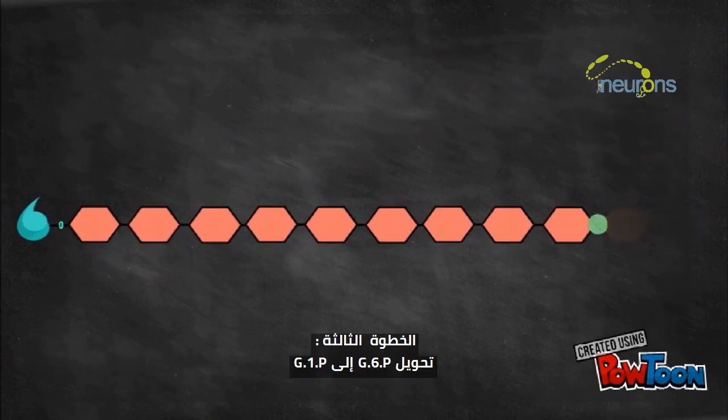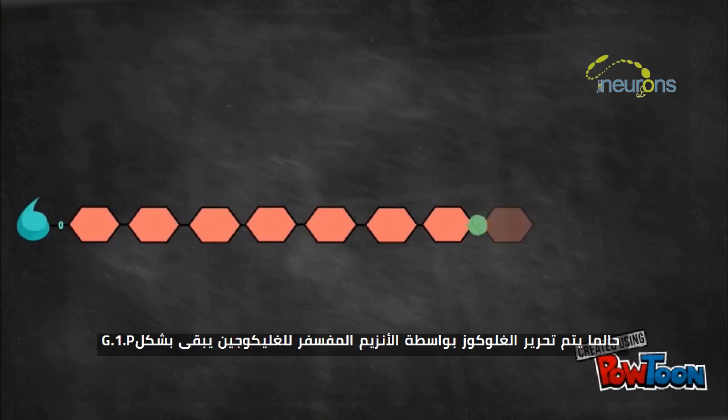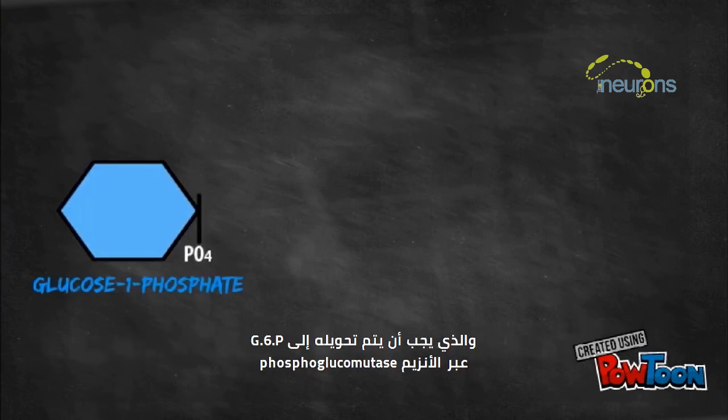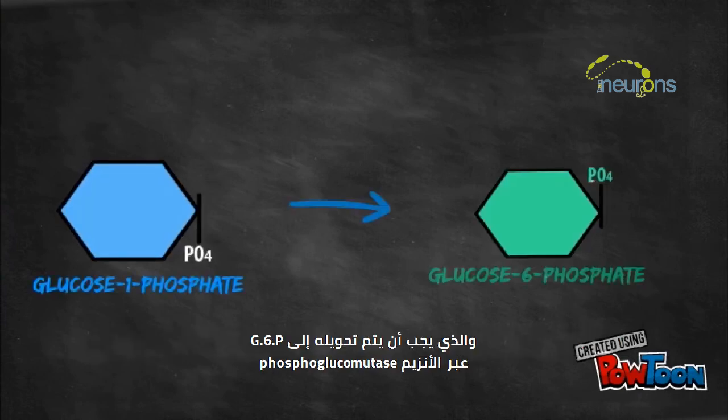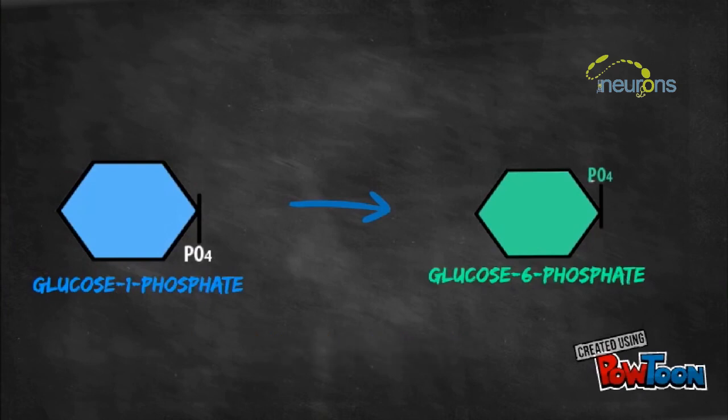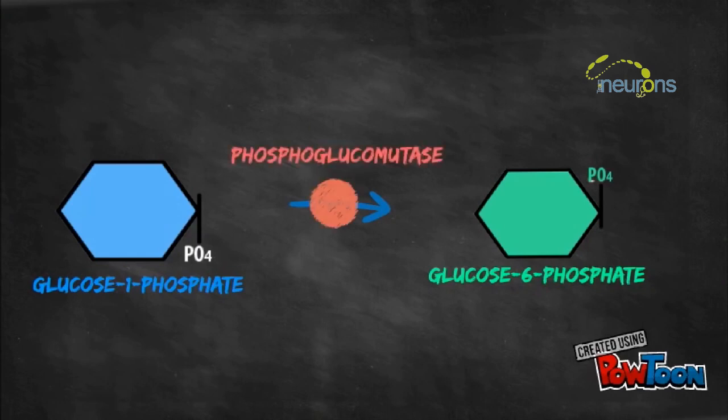Step 3. Conversion of glucose 1-phosphate to glucose 6-phosphate. Since the glucose released by glycogen phosphorylase is still in the glucose 1-phosphate form, it has to be converted first to glucose 6-phosphate via the enzyme phosphoglucomutase.